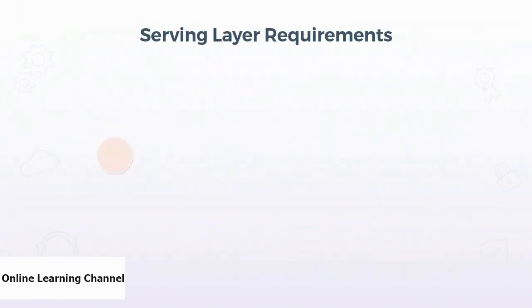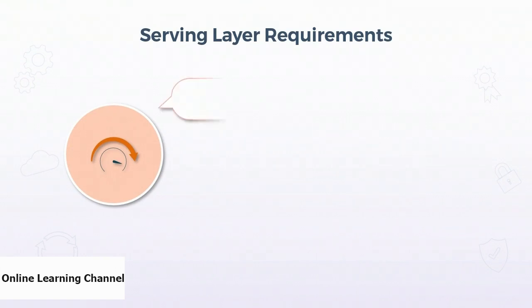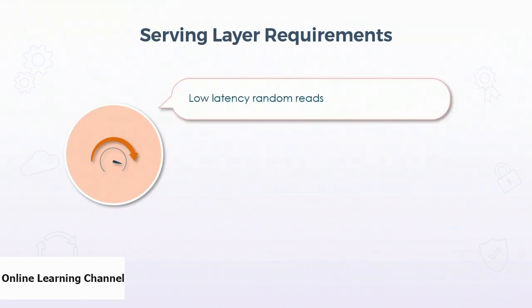The serving layer has the following read-write requirements. Both the speed and batch serving layers should support low-latency random reads. A random read is a read that requires a search through the data. Both types of serving layers need to support the consumer's need to read data quickly in a non-sequential manner.